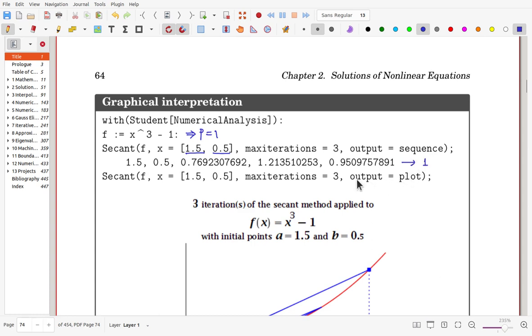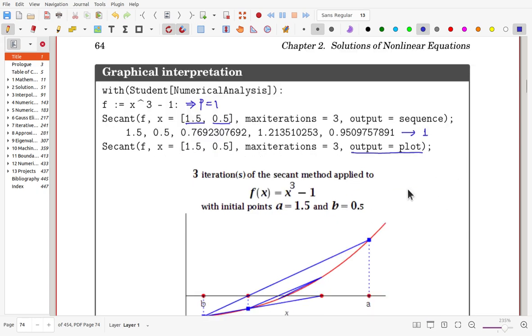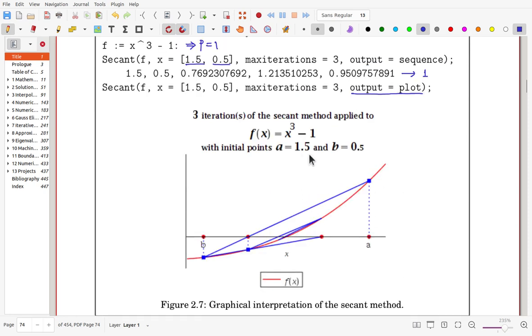Let's plot how they are computed. Here a is 1.5, which is p0, and b is 0.5, that is p1. Now on the graph, that is the p0 point and there is p1. We connect them and take the x-intercept. That is the new value p2.